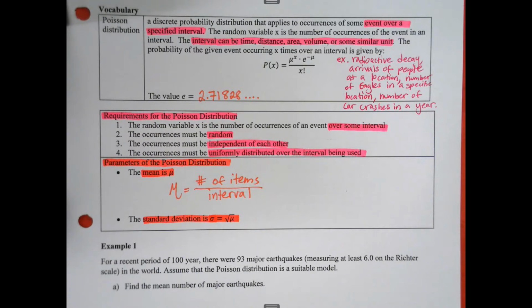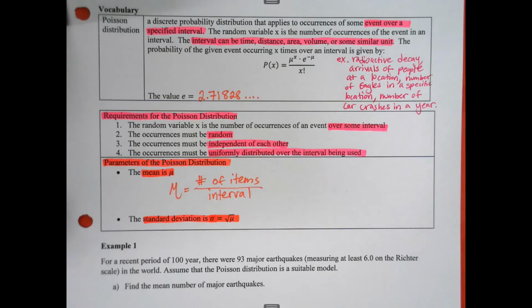The probability of x is equal to the mean to the power of x times e to the power of negative mean, all divided by x factorial. Some examples of where this could be used would be things such as radioactive decay, the arrivals of people at a location, the number of eagles in a specific location, the number of car crashes in a year. As a note, the value e is approximately 2.71828. It continues on. And there's a button on your calculator to use when you need to use it within your calculation.